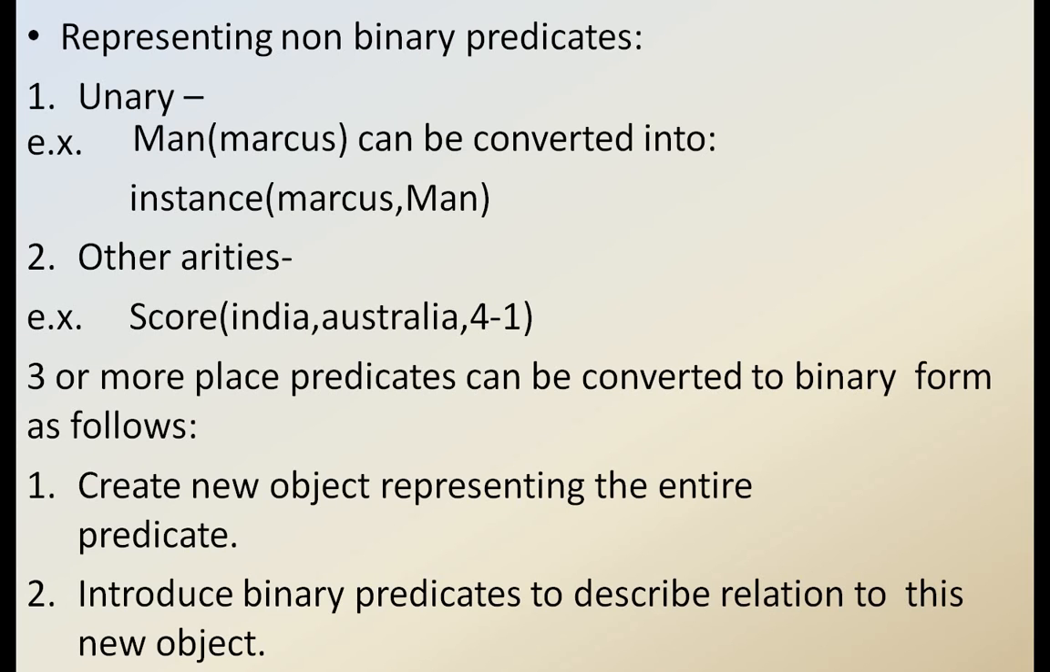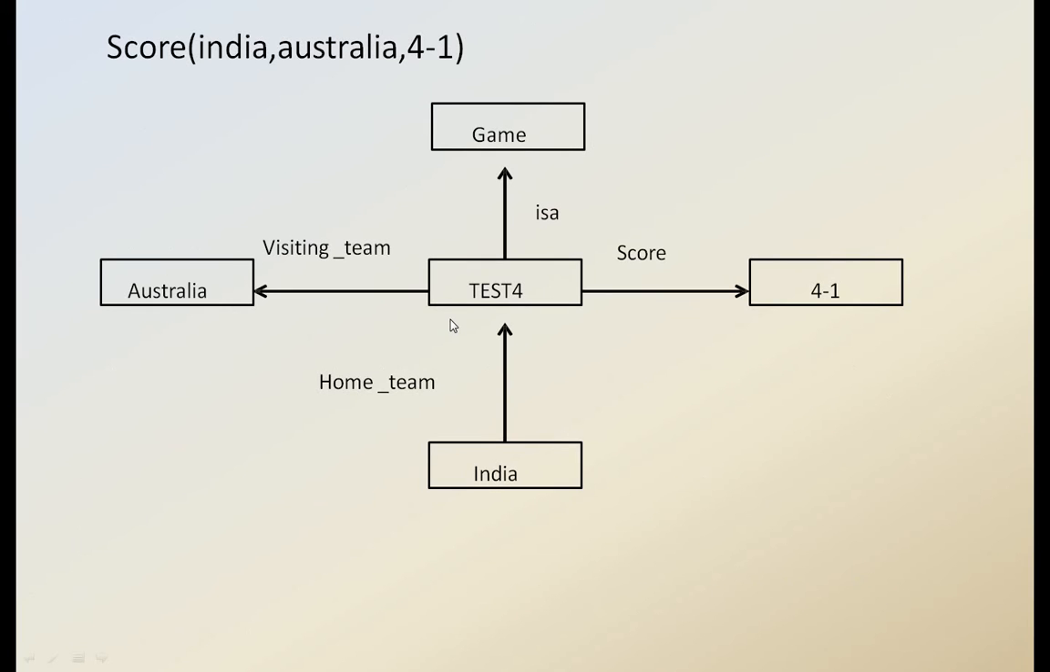So now we take one. Unary means it holds only one value, binary means it holds two different values, and other means it can hold three different kinds of values. Next, score(India, Australia, 4-1). How do we represent this using the semantic net?